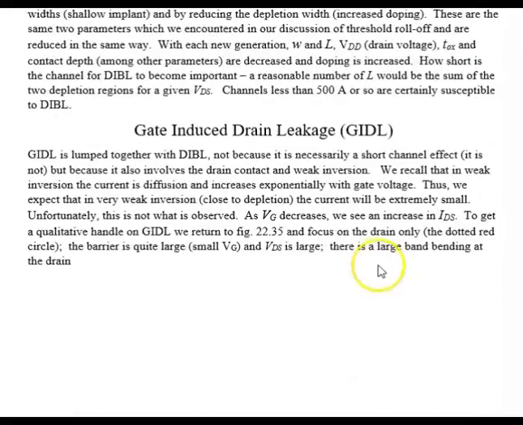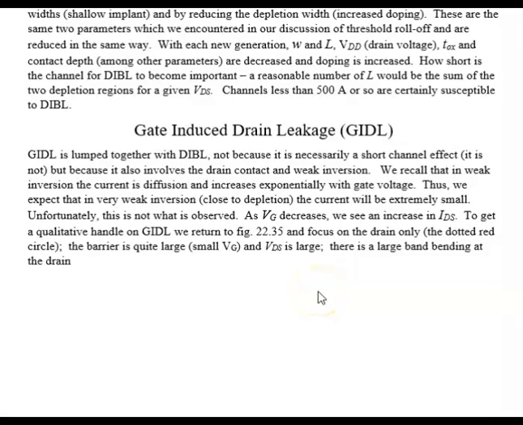Now, GIDL is generally lumped with DIBL because they both have the drain associated with them. In the GIDL, we have gate-induced drain leakage, whereas in DIBL, it's the drain which causes the problems. And let's see what's going on now. It's not necessarily a short channel effect, but because it involves the drain contact and weak inversion, I like to lump it in with the DIBL, besides the fact that it rhymes, which is another big deal. Okay.